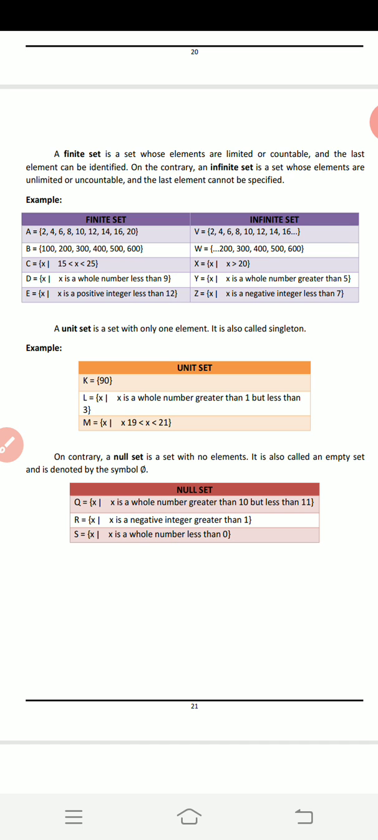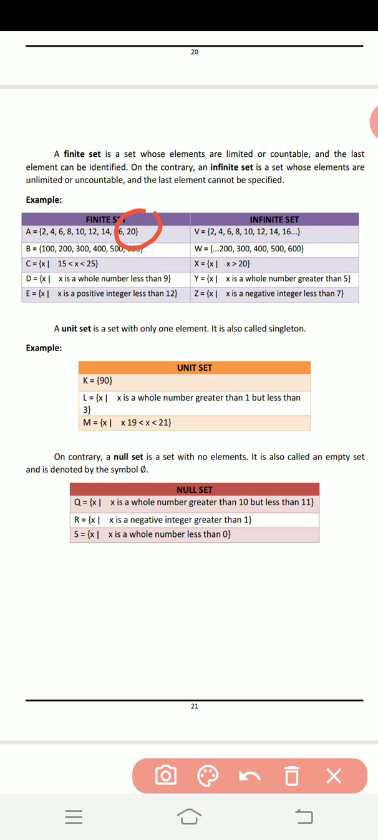Let's take a look at the following examples. So sa finite set, we have the set of integers from 2 to 20. Ito sa finite set natin, alam natin na ang set ay nagtatapos sa 20. Pag infinite naman, we just state the rule that it is a set containing all even numbers, positive even numbers. So we start with 2 and we don't know where it ends. Kasi we just state that it is positive even integers.